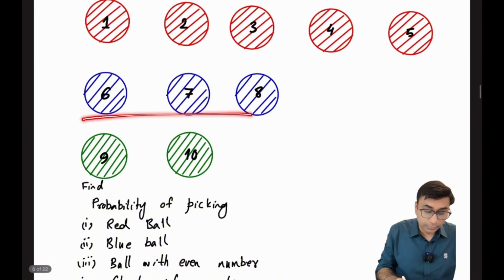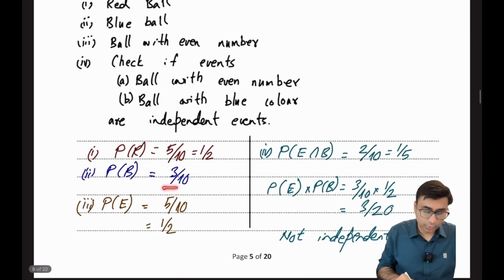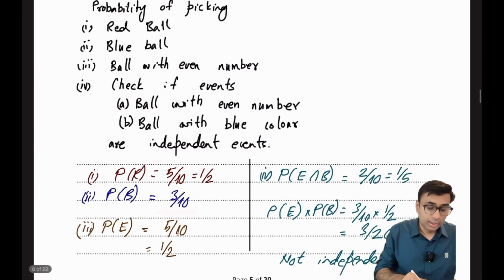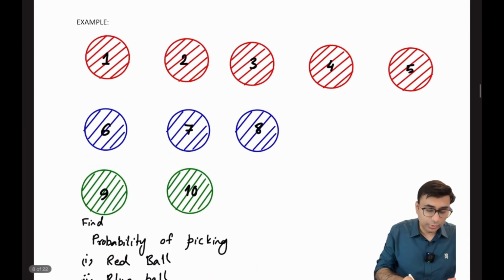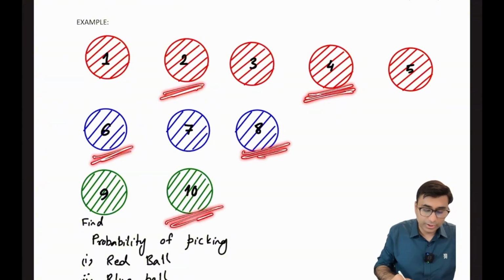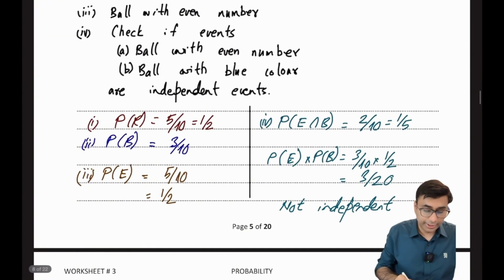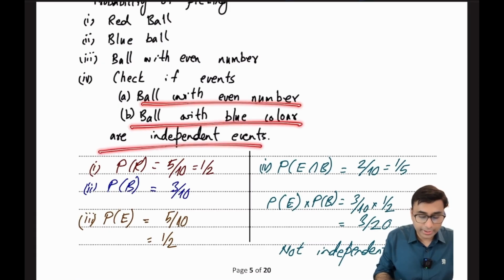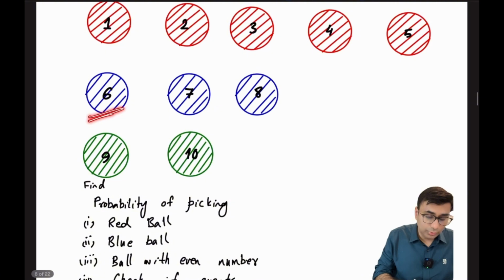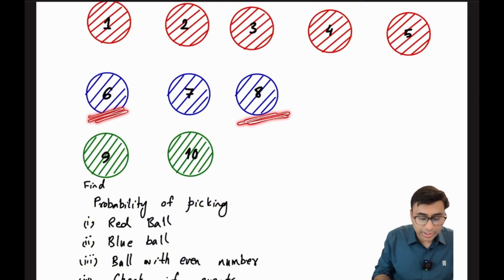If I have to find the probability that the ball is blue, there are 3 blue balls, so that probability is going to be 3/10. Then I have to find the probability that the ball has an even number, so I'll see which balls have even numbers. So 2, 4, 6, 8 and 10 are even numbers, so there are 5 even numbers. The probability is going to be 5/10. Then I have to see if a ball with an even number and a ball with blue color are independent events. So I can see that there are 2 balls with even numbers that are blue colored, so the probability of balls which are both even and blue colored is going to be 2/10.